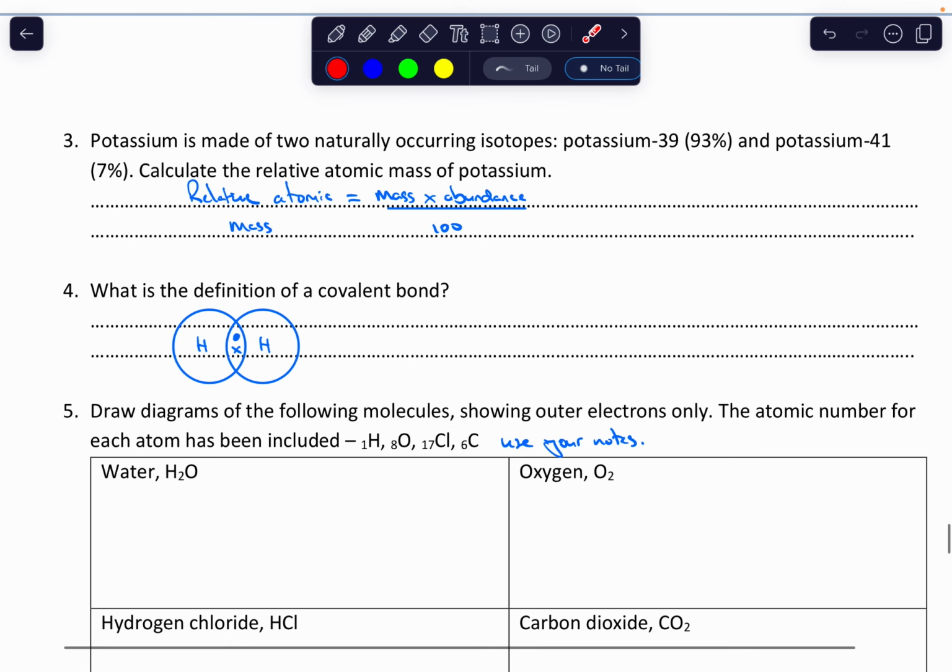Definition for a covalent bond. I've drawn you a picture here. Think about what this shows us. Remember, we're all about the electrons. What are they doing with their electrons and how many electrons are there?